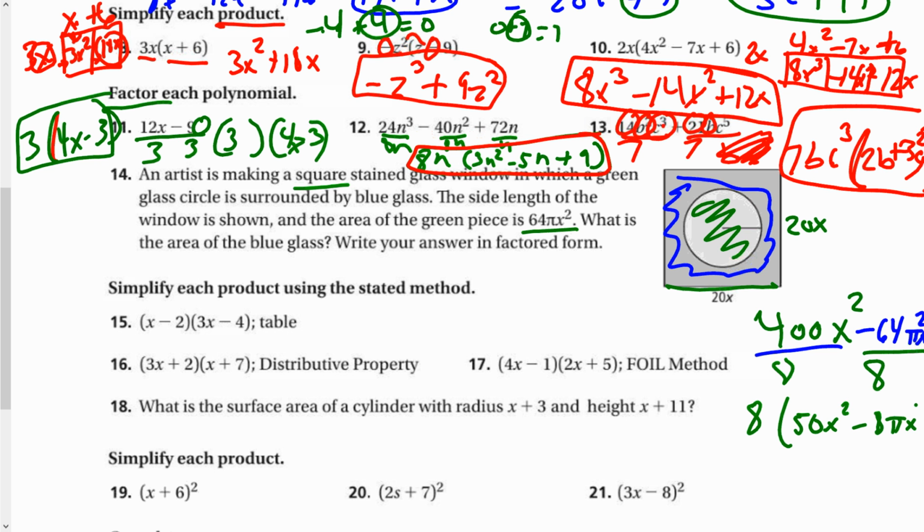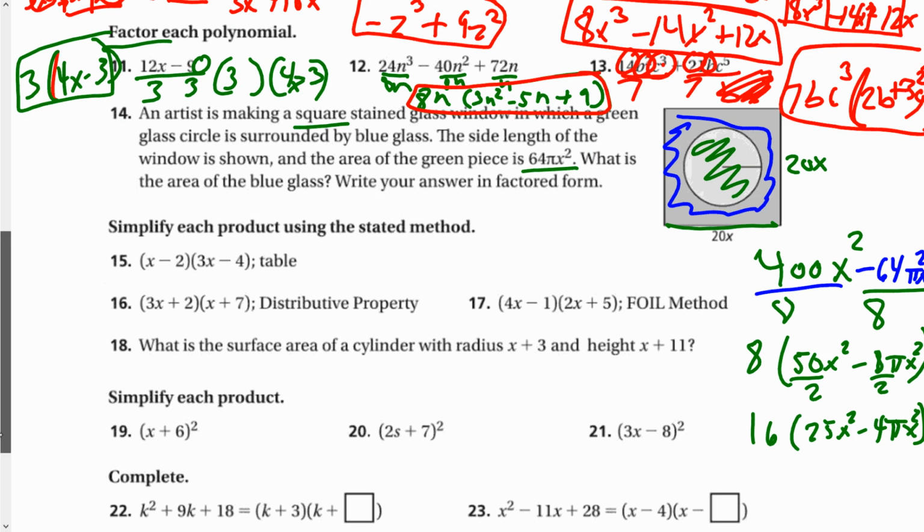pi x squared. Then again, we need to look at it. Here, can I take out more? Can I take out a 2? So that means if I take out 2, it's 8 times 2 is 16. I get left with 25x squared minus 4 pi x squared.